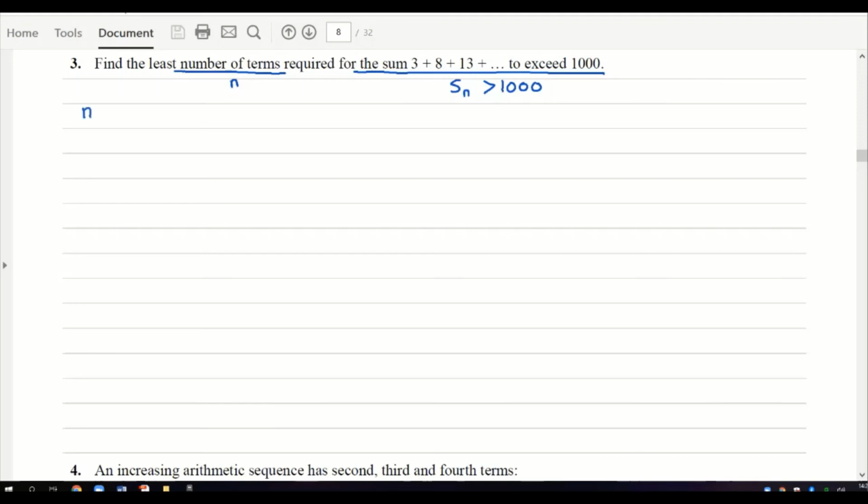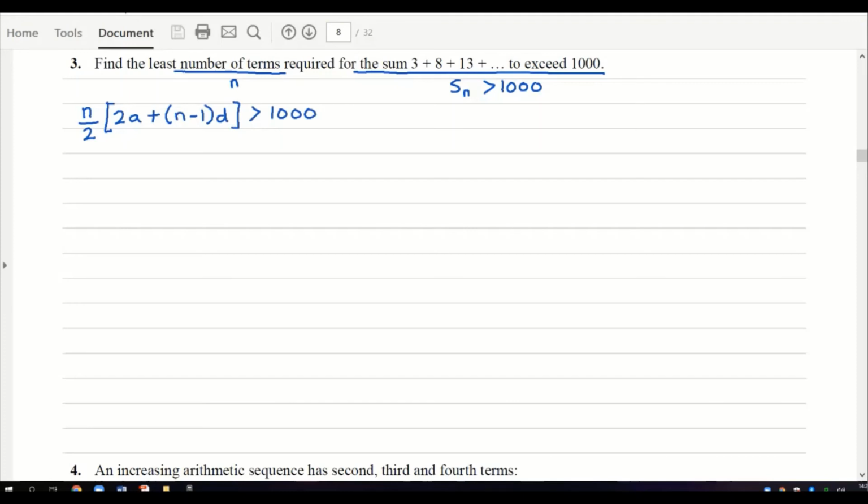So that means n over 2 multiplied by 2a added to n subtract 1 multiplied by d. When is that greater than 1,000? All right, now we know n is what we're trying to find. So what are the other values that we need in order to set up an equation for n, or an inequation for n in this case?